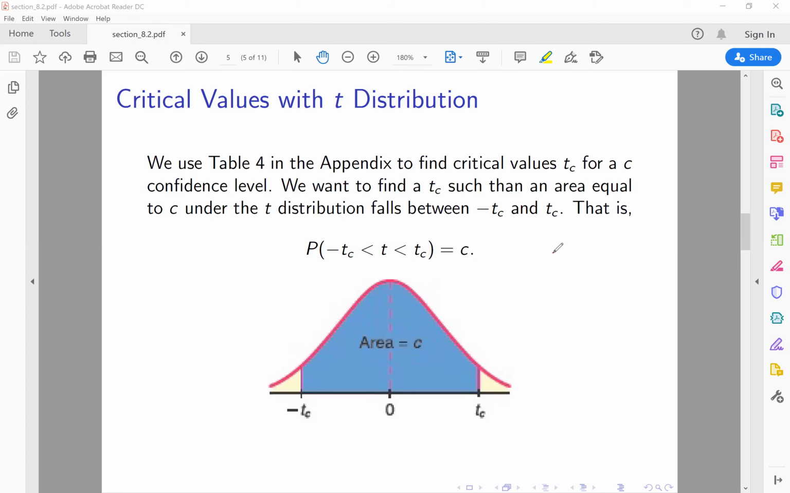If c were equal to 0.95, what this is telling us is that the area from t_0.95 to negative t_0.95, the area here is 0.95. All right, so it works a lot like it did in the case of the normal distribution. However, it's going to depend on the degrees of freedom.